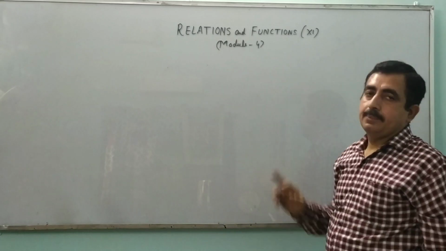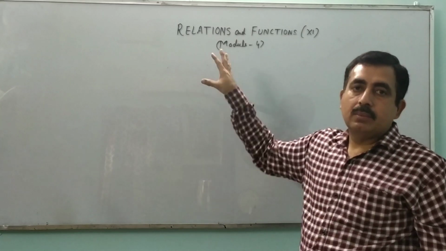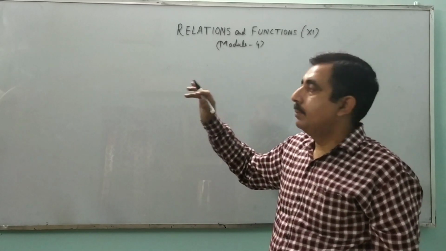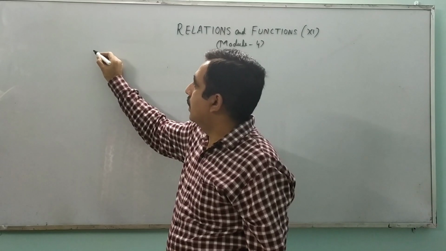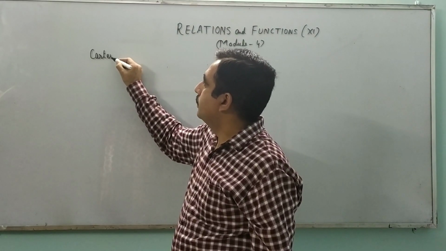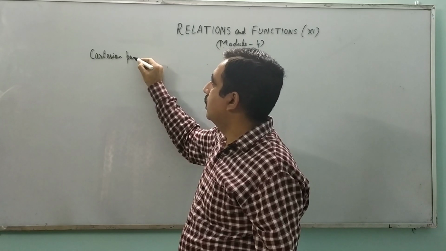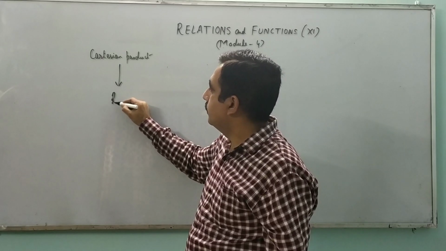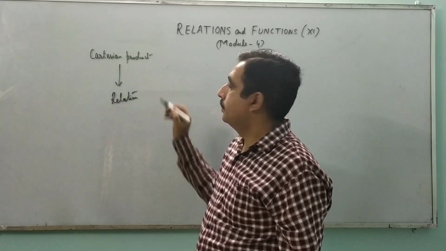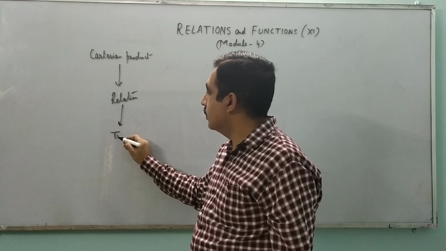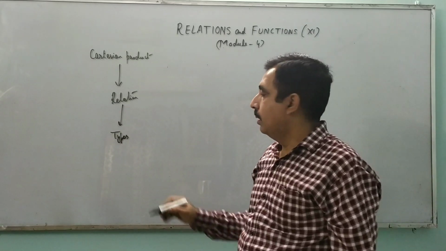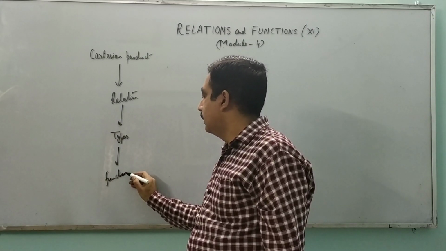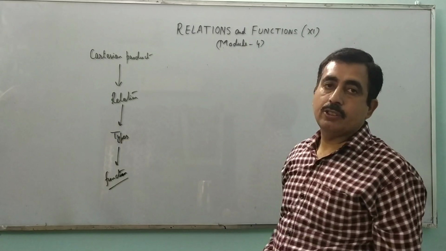We are in module 4. Till now we have done 3 modules of this chapter. What we have read till now: first, Cartesian product, the Cartesian product between two sets. Then relation, then types of relations. And now we are going to start function. This is the last part, function.